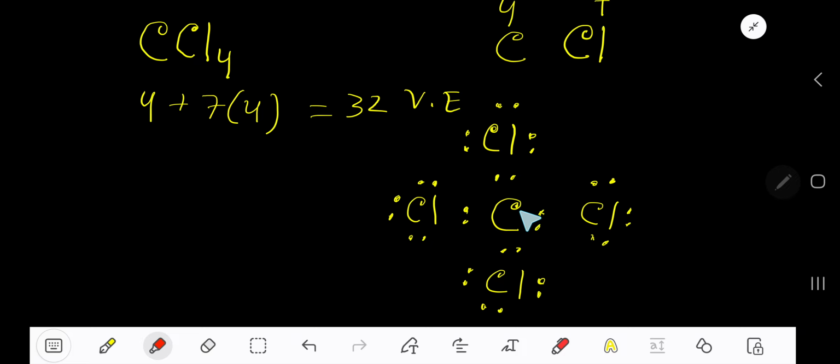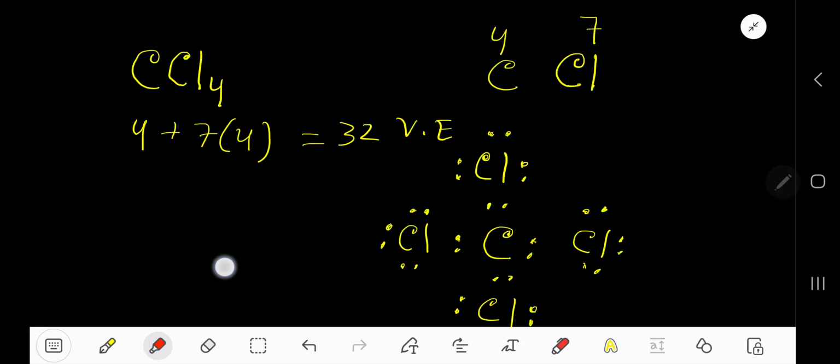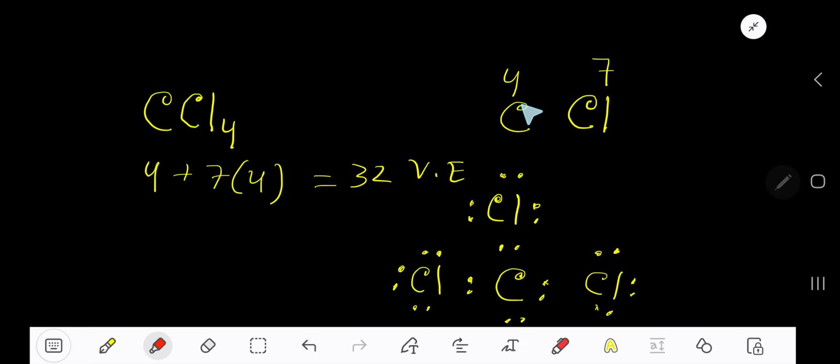Here carbon is the central atom because carbon is least electronegative and it has higher bond capacity. Carbon has 4 valence electrons, so to fulfill its octet, it will share 4 electrons. That is, it will form 4 bonds.